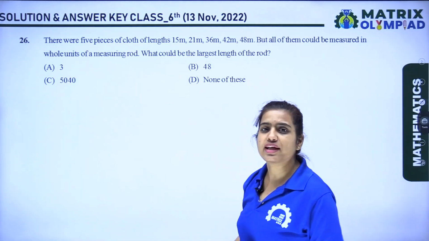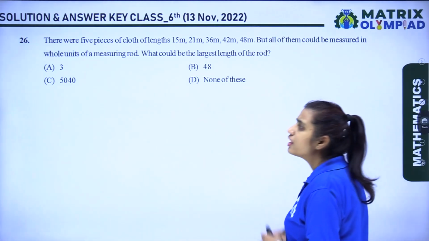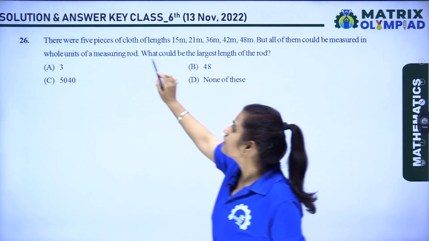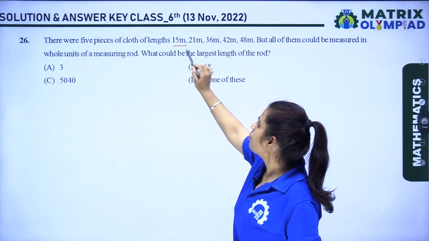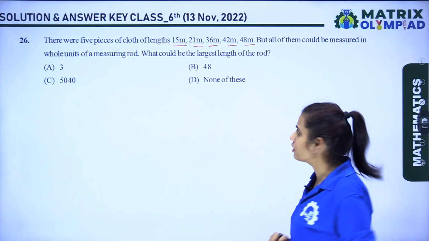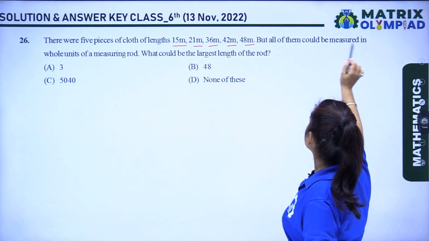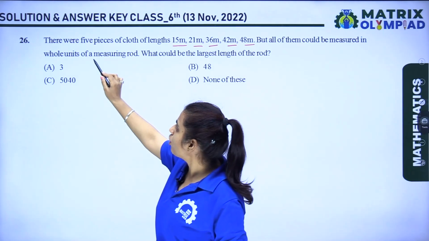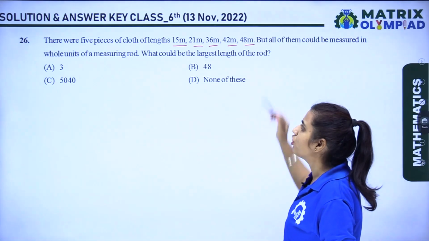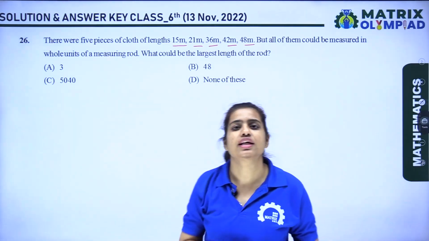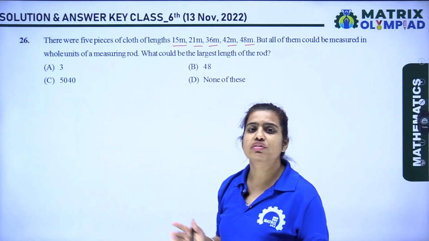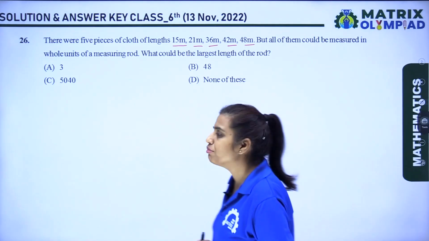Now let's solve the next question, that is question number 26. In question number 26 it is said that there were 5 pieces of cloth of length 15 meter, 21 meter, 36 meter, 45 meter and 48 meter. But all of them could be measured in whole units of a measuring rod. What could be the largest length of the rod? We have to find out the largest length of the rod. So to find out the largest length, we will find out the HCF of these numbers.